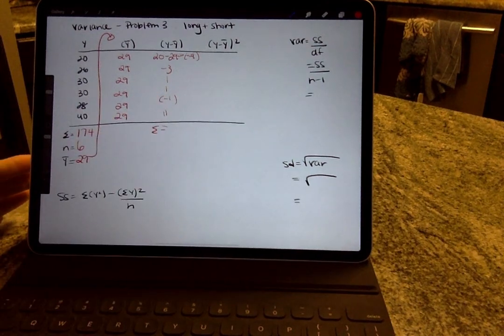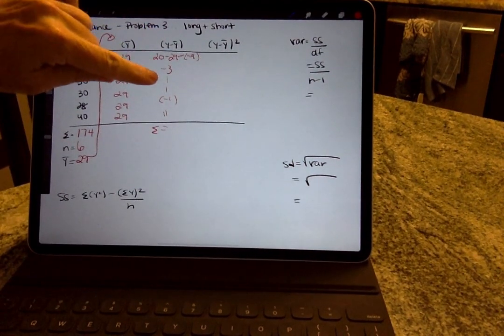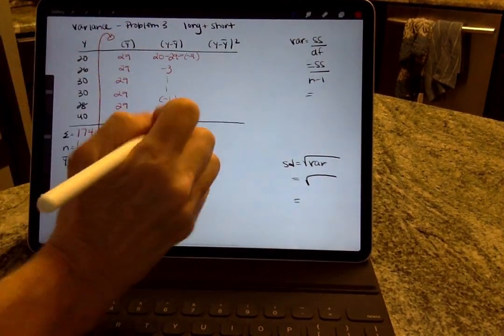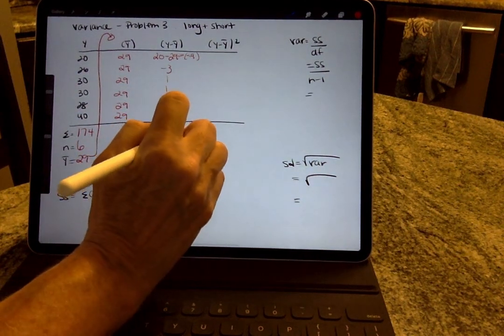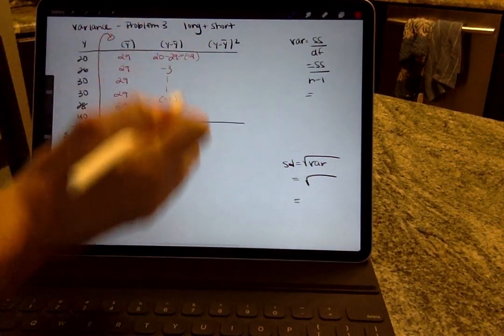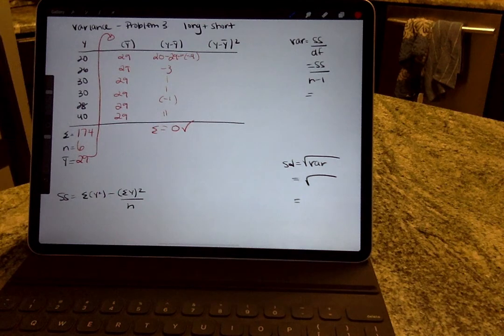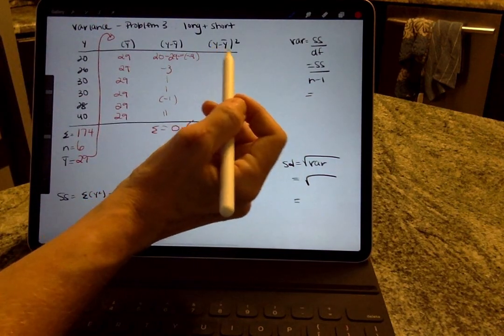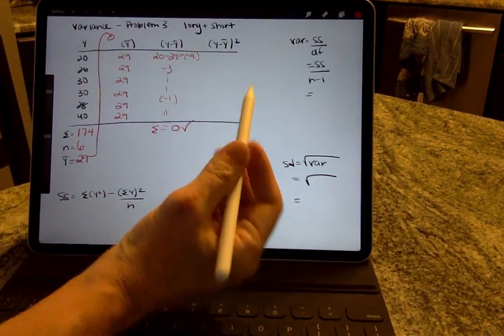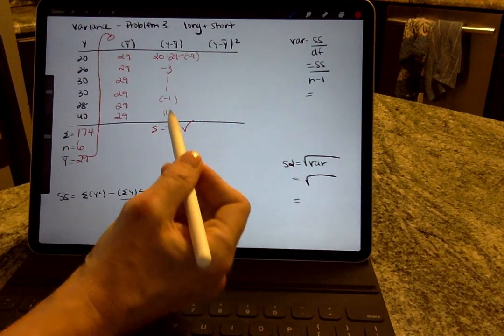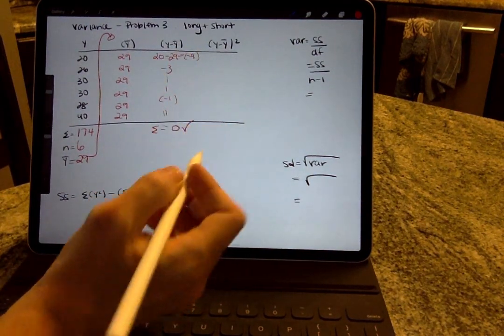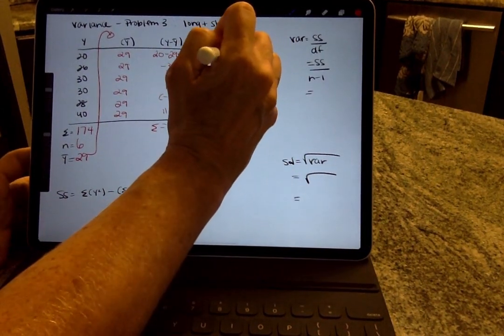So we're going to add up the numbers in this column. -9 minus 3 plus 1 plus 1 minus 1 plus 11 equals 0. And remember, the sum of the deviations should always equal 0. The last thing we're going to do in this chart is square those deviations. So every number that we calculated in this third column, we're going to square.